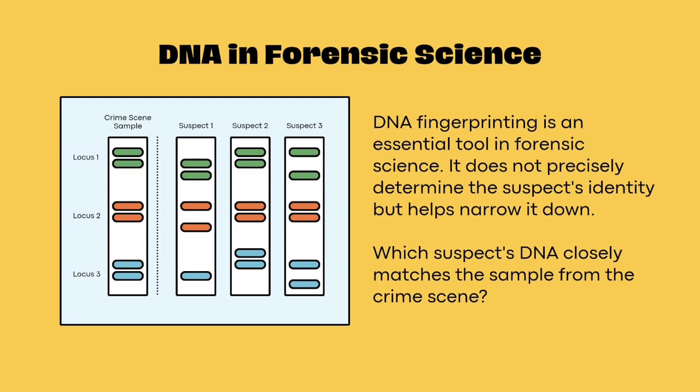DNA is very helpful in which field? In the forensic science field. DNA fingerprinting is an essential tool in forensic science. It does not precisely determine the suspect's identity but helps narrow it down.